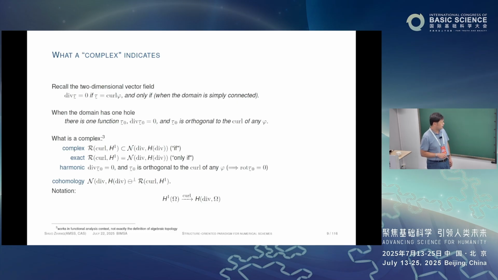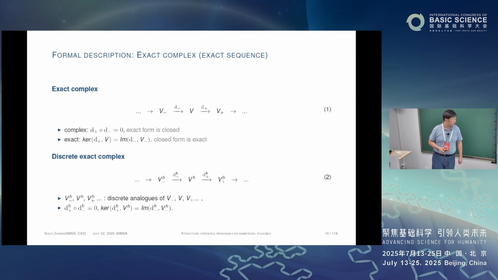And if these two are not equal to each other, then we can say that the quotient space, that is the null space modulo the range space, is some cohomology. All these meanings are recorded in this notation, H1 curl into HD.